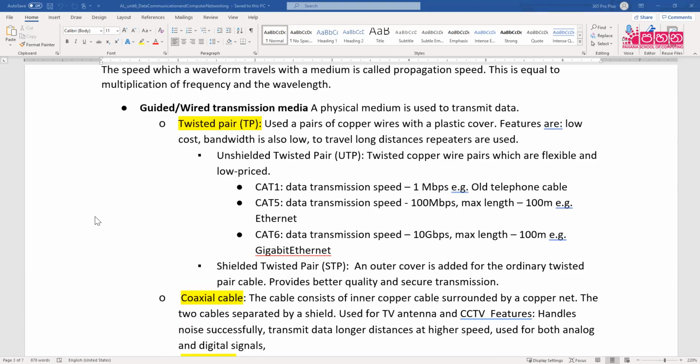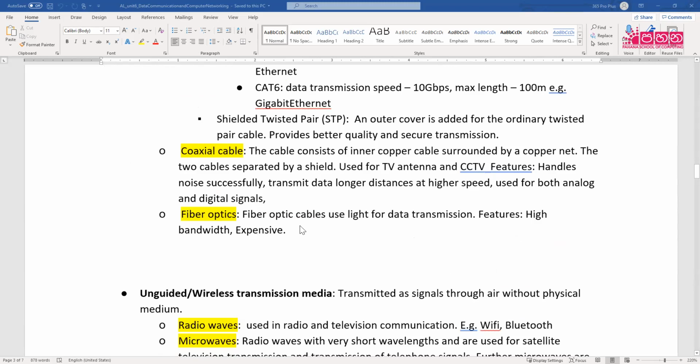Then coaxial cable, like TV cables you have seen, or in CCTV, usually you have coaxial cable. So coaxial cables are used as wired transmission media in wider applications. Then we have fiber optics, so that is the fastest possible way of transmitting data from one point to another point. And fiber optic cables use light for the data transmission.